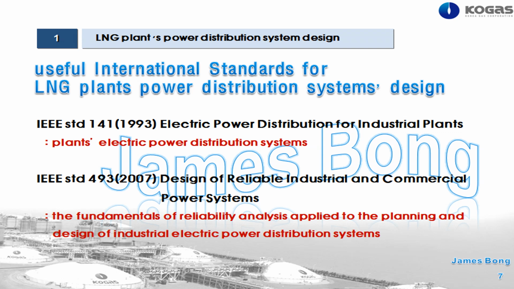IEEE standard 493, design of reliable industrial and commercial power systems. They illustrated the fundamentals of reliability analysis applied to the planning and design of industrial electric power distribution systems.